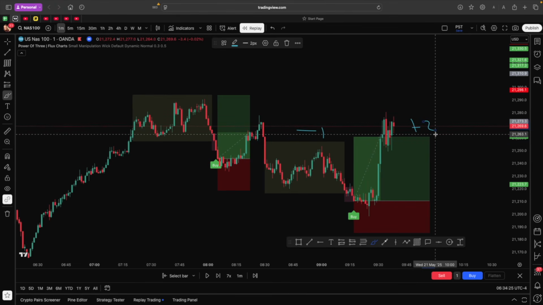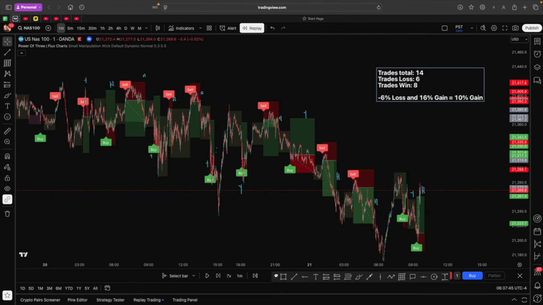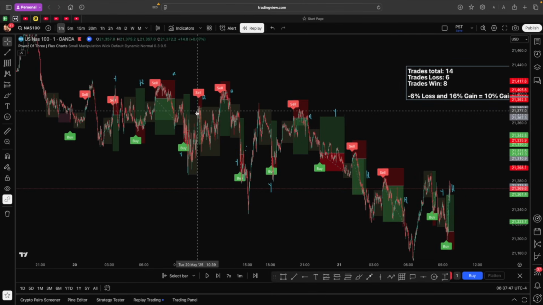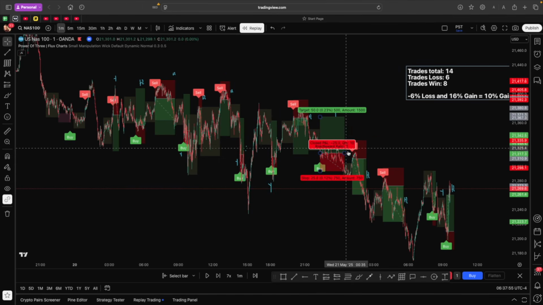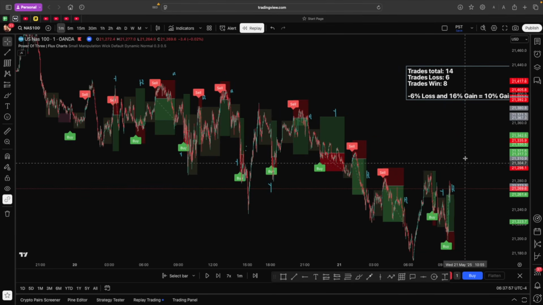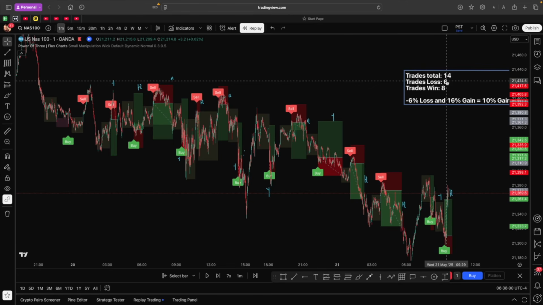So let's quickly do the calculations. All right, so here you can see the results. We had 14 trades in total. 1, 2, 3, 4, 5, 6, 7, 8, 9, 10, 11, 12, 13, 14. We had 6 losses of 1%, 8 wins plus 2%.